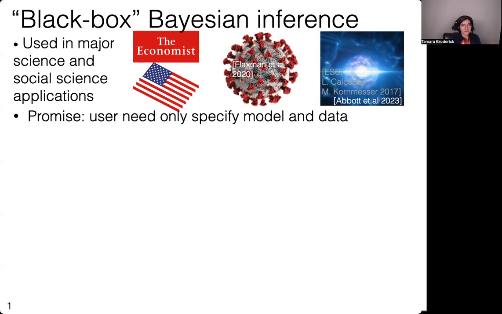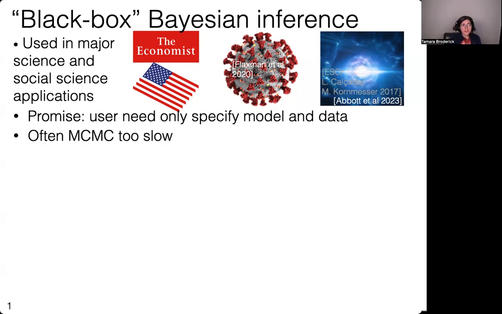Why is black box Bayesian inference so widely used? Well, it has this amazing promise that the user just has to specify their model, that is to say, their prior and their likelihood. They give us their data, and that's it. They don't have to worry about tedious derivations of an algorithm to approximate their Bayesian posterior. They just can focus on their science and social science.